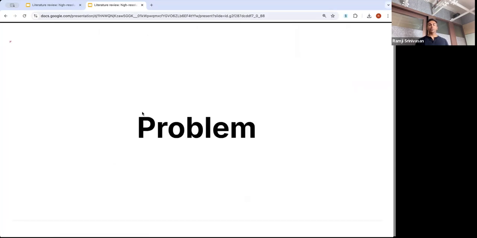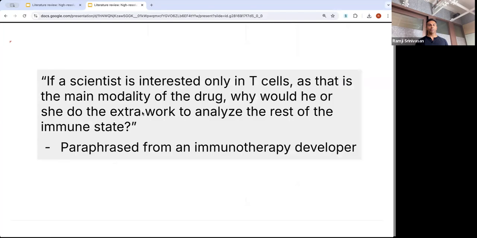As background, the problem that we're going to tackle today is this one from translational scientists. You can read here a translational scientist's question: if a scientist is interested only in T cells, as that's how the drug works, why would he or she do the extra work to analyze the rest of the immune state? So this is near verbatim from an immunotherapy developer.